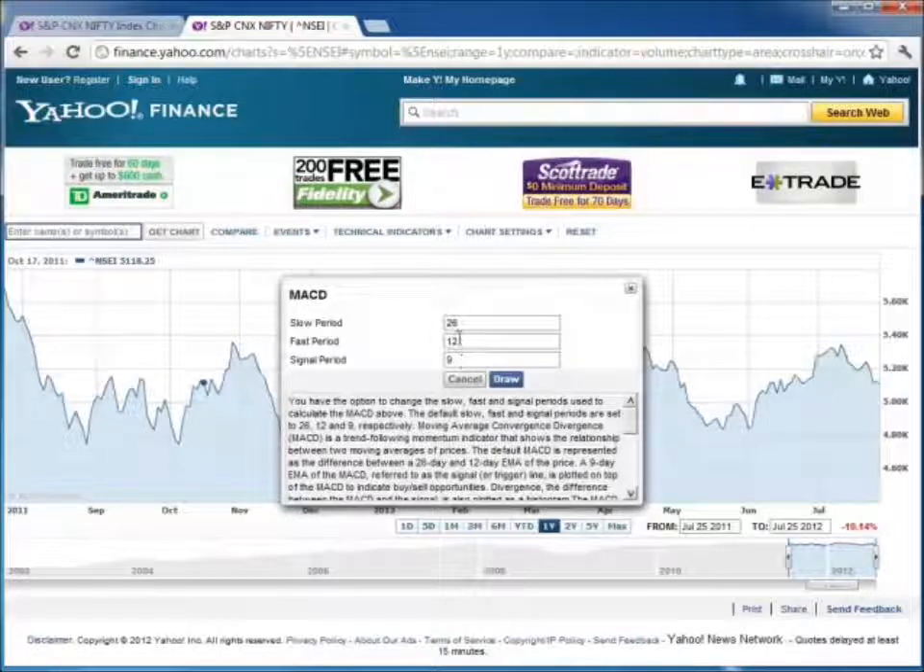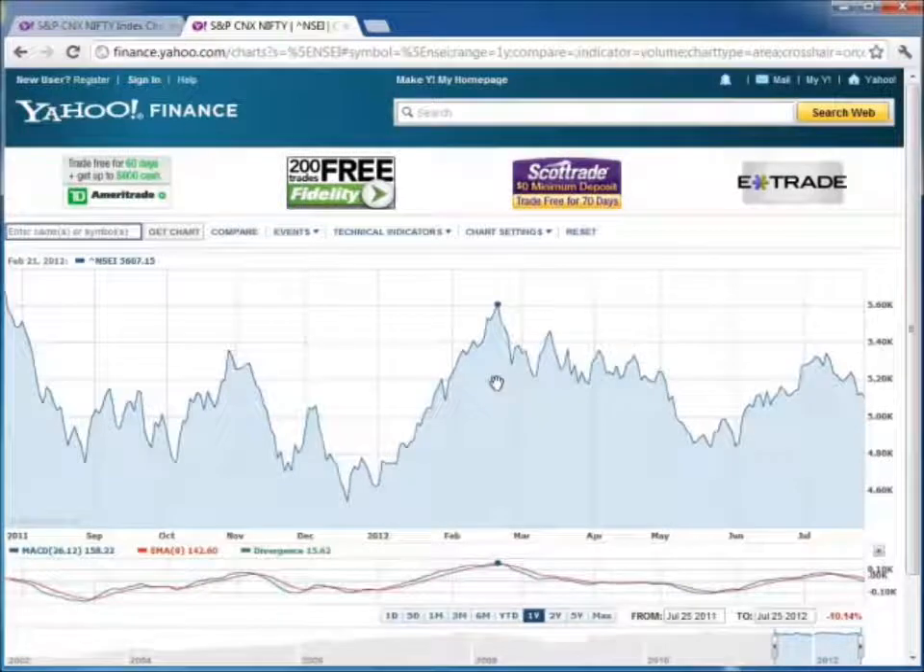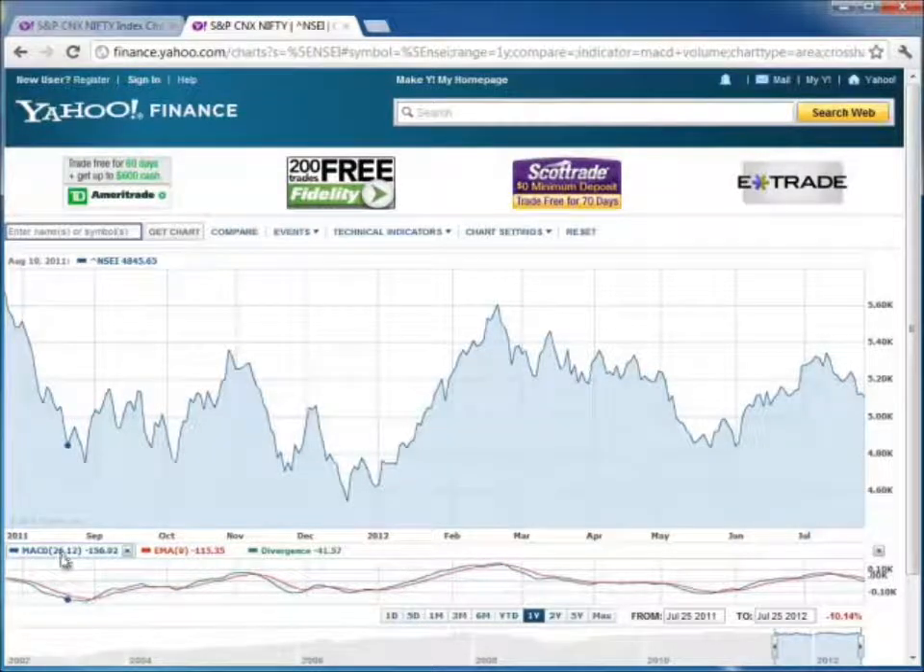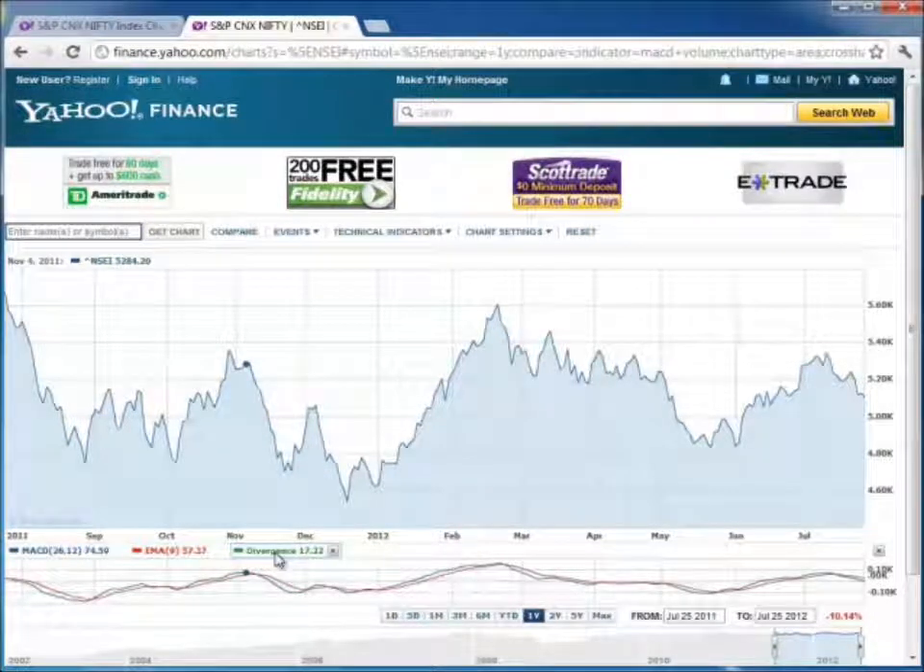So we'll use 26 days for the slow moving average, we'll use 12 days for the fast moving average, and we'll use 9 days for the signal EMA. So now I just click draw. And now here at the bottom I have the MACD lines. So you can see up here there are three different indicators. There's MACD, there's the EMA, that's the signal line, and there's the divergence, which is just the difference between the two.